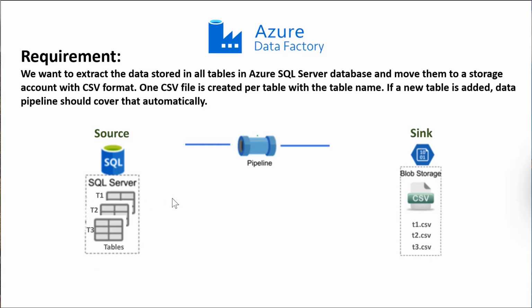Basically what we want to do here in our Azure SQL Server database, we've got multiple tables, might be T1, T2, T3, for example. And we want our pipeline to move the data that we've got for each table to an individual CSV file in the blob storage. So for example, in this case, I should create T1, T2, and T3 as a CSV file, and it should move all table rows and records inside that CSV file. This is what we want to implement here.